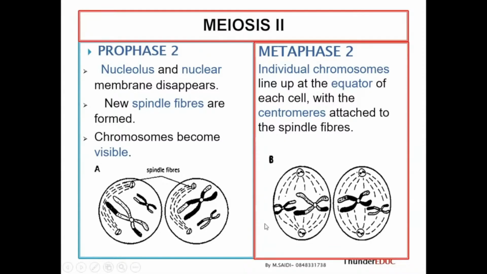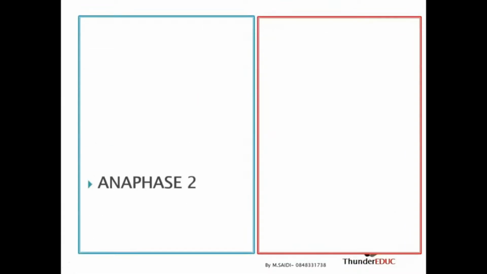Remember, I said that the equator is an imaginary line. It's a line which we just imagine, but the line is not there. It's an imaginary line which divides the cell into two equal parts. It's the same thing as the equator of the earth. Imagine a line running from east to west and dividing the earth into two equal parts. We're just imagining, but the line in actual sense is not there. We just imagine that that's the center of the earth. So we just imagine that's the center of the cell.